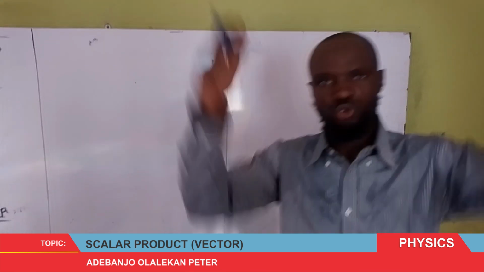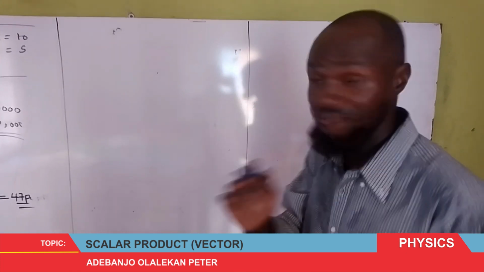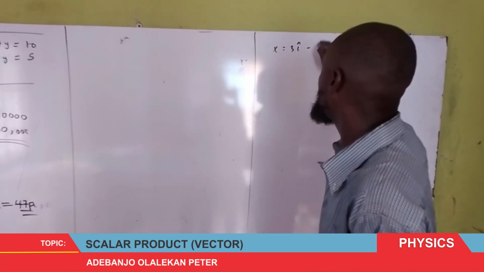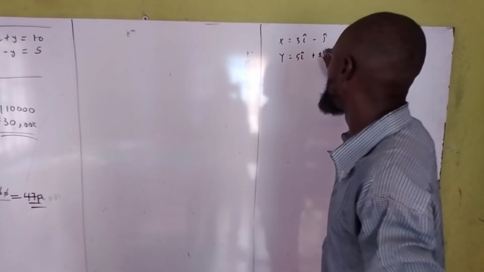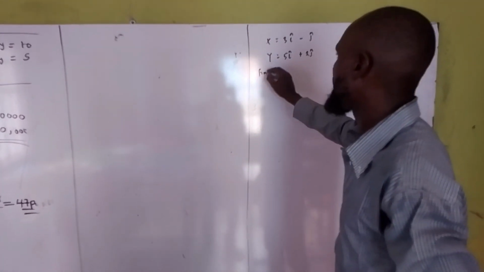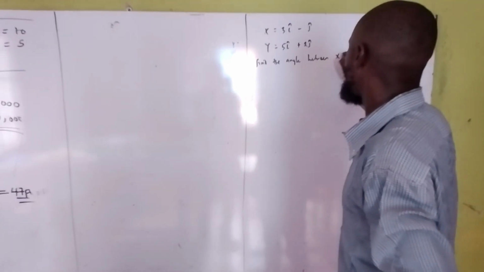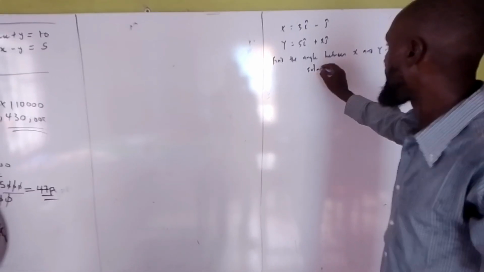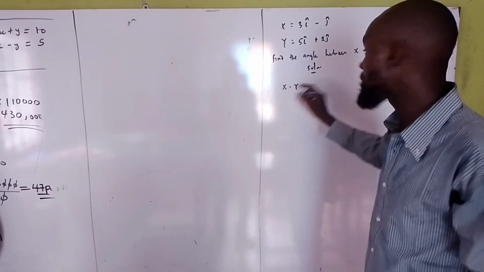Now that we wish to find the angle between two vectors, let's say for instance we have a vector x given as 3i minus j, and another vector y given as 5i plus 2j. So we have the two vectors. We now want to find the angle between x and y.